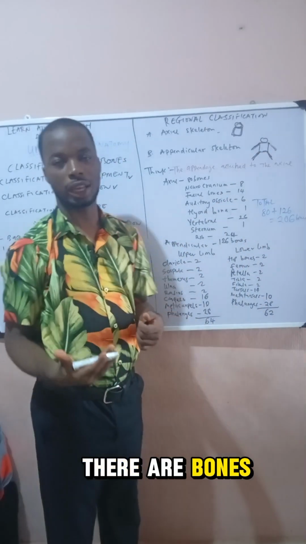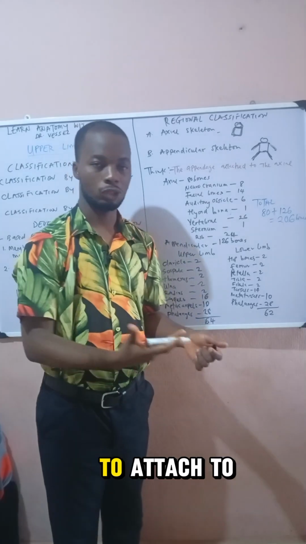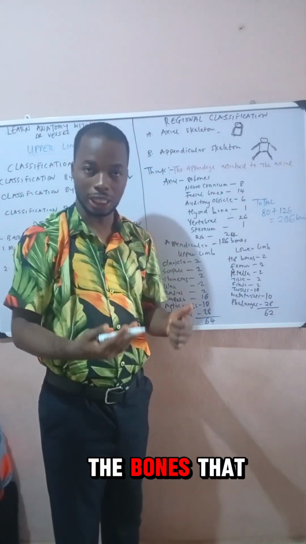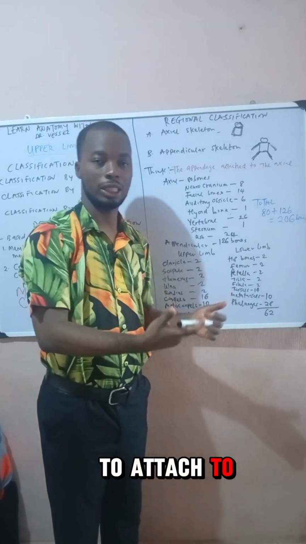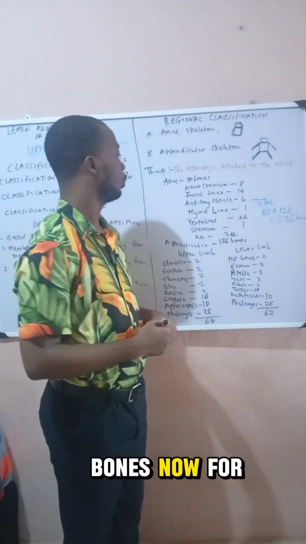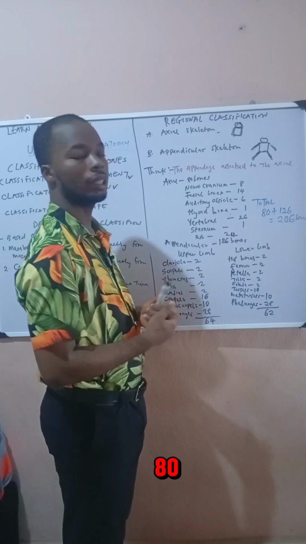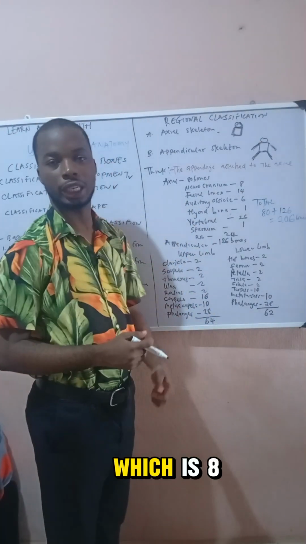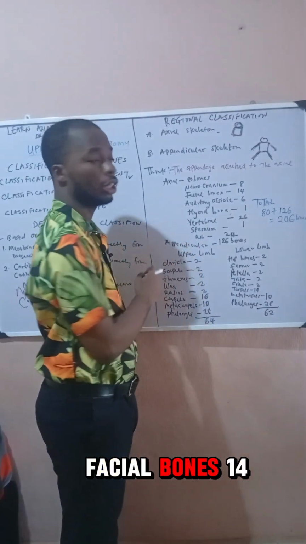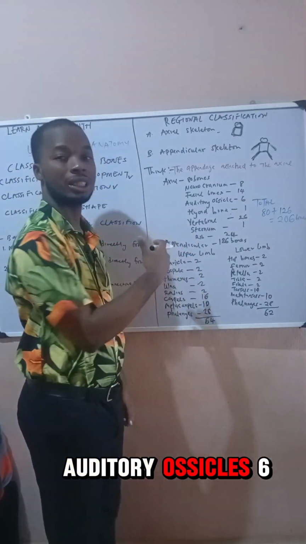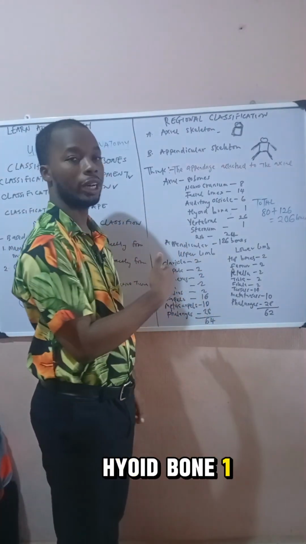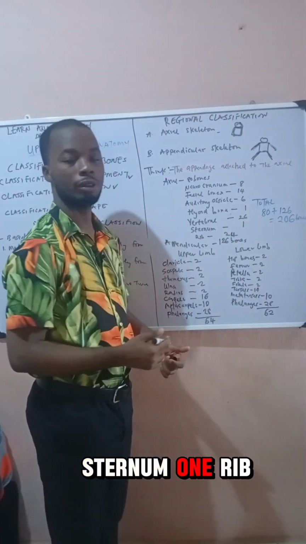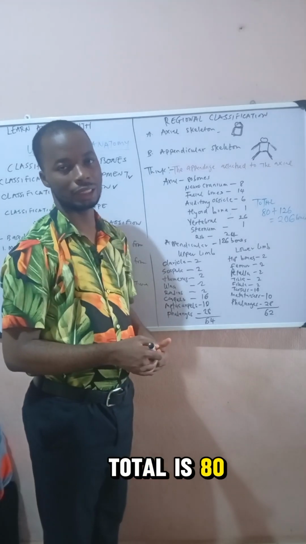Now, there are bones that help the upper limb to attach to the axial, like the clavicle and the scapula. There are bones that help the lower limb to attach to the axial, like the hip bones. Now, for the axial bones, we have 80 axial bones, and they are the neurocranium, which is 8 in number, the facial bones 14 in number, auditory ossicles 6 in number, hyoid bone 1 in number, vertebrae 26, sternum 1, rib 24, and the total is 80 bones.